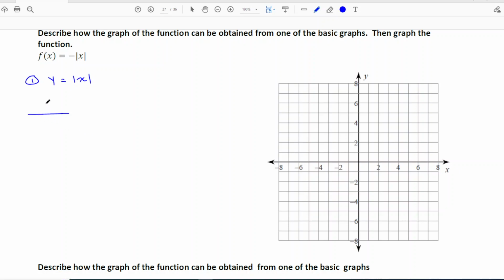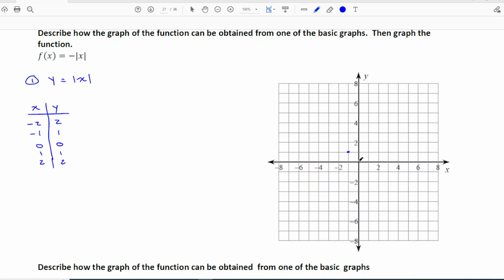To graph y equals the absolute value of x, we do a table of values. Hopefully again you've got that idea of what the absolute value of x graph looks like. I'm going to pick values like negative 2, negative 1, 0, 1, and 2, which is going to give me the y values 2, 1, 0, 1, 2, because the absolute value makes everything negative positive and everything positive stays positive. So then I'm going to sketch it.